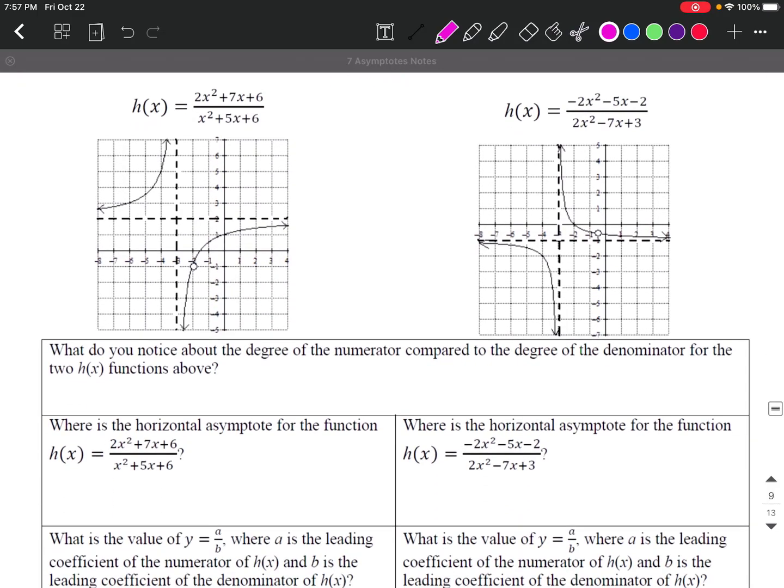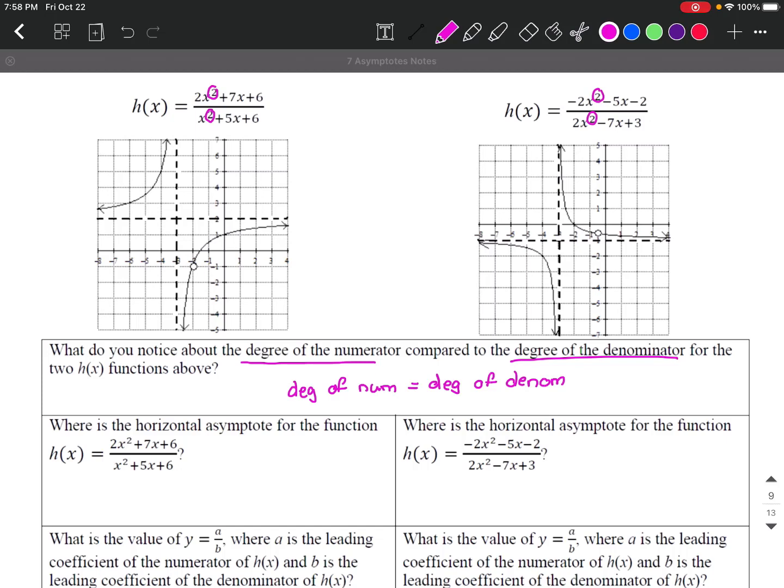Now, let's look at h of x. So h of x, we have two of them. We have 2x squared plus 7x plus 6 over x squared plus 5x plus 6. And we have h of x is negative 2x squared minus 5x minus 2 over 2x squared minus 7x plus 3. What do you notice about the degree of the numerator compared to the degree of the denominator? It's 2 and 2. They're the same. Over here, it's 2 and 2. They're the same. So the degree of the numerator equals the degree of the denominator.